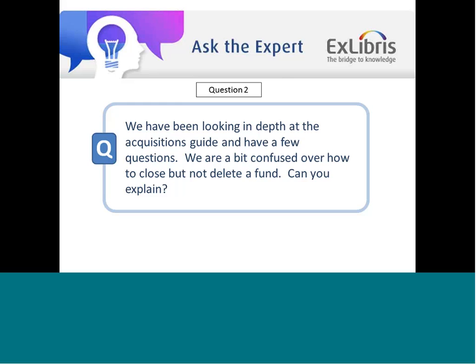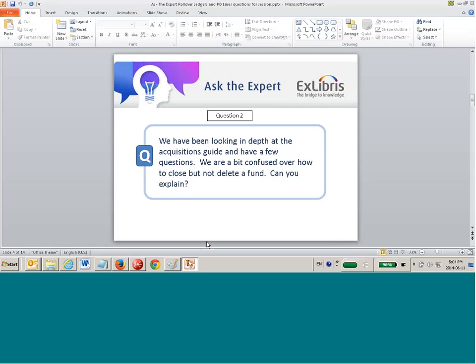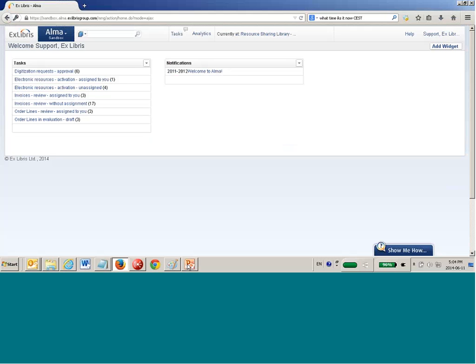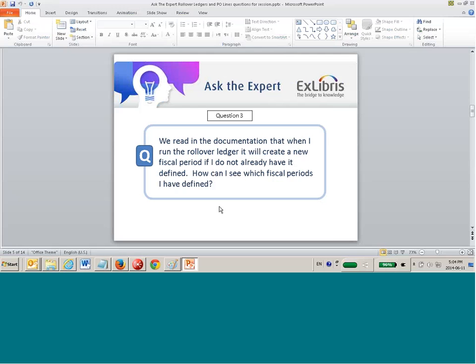Let's take a look at what's going on here. The delete, first of all, will only work if the ledger has no transactions, transactions meaning encumbrances or expenditures. If there's allocations on it, it will. Let's take a look. Enough talking. So here I am in Alma. Now, there's another question about how do I know what fiscal period we have? We're going to do this one at the same time. We read in documentation that when I run the rollover ledger, it will create a new fiscal period. If I do not already have it, how can I see which fiscal period I have defined?